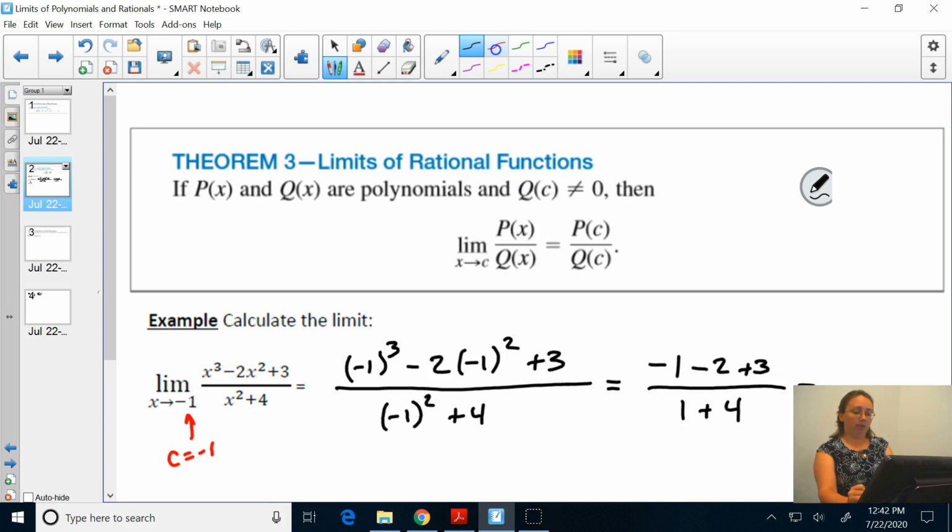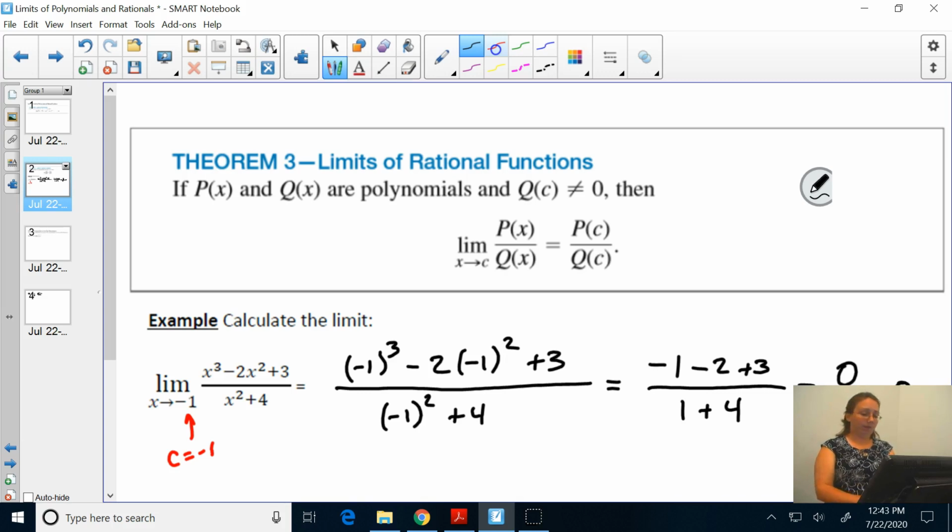So what do we end up with? Let's see, -1, -2, plus 3. That's a 0. Is that a problem? No, the top can be 0. The bottom is where it's important that you do not have 0. So let's make sure. What's the bottom? 1 plus 4 is 5. Do not leave this as your final answer. I see that happen a lot with students. Remember, you have to simplify fractions. 0 divided by 5 is what?